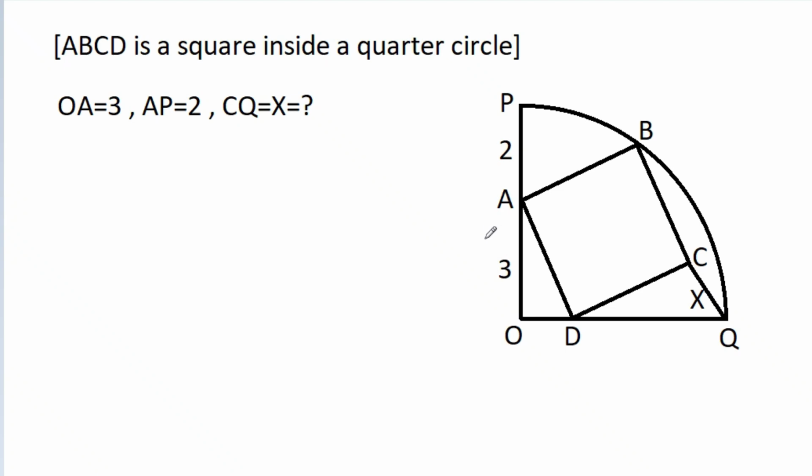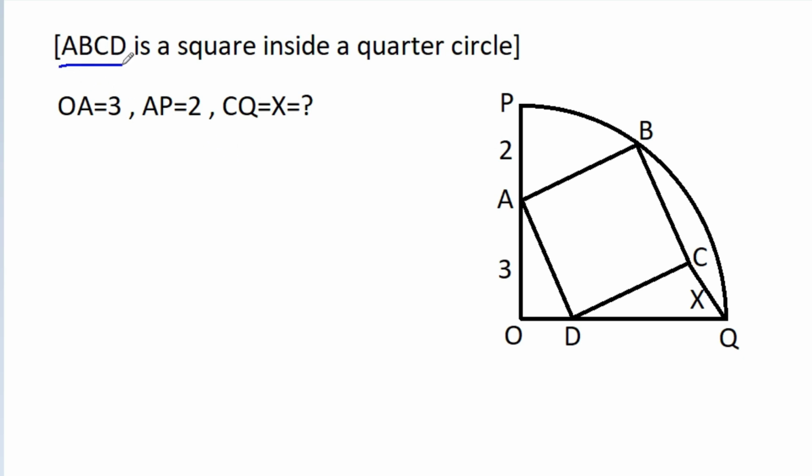In this video, we have a square inside a quarter circle, and OA is 3, AP is 2, and CQ is X. Then we have to find X.